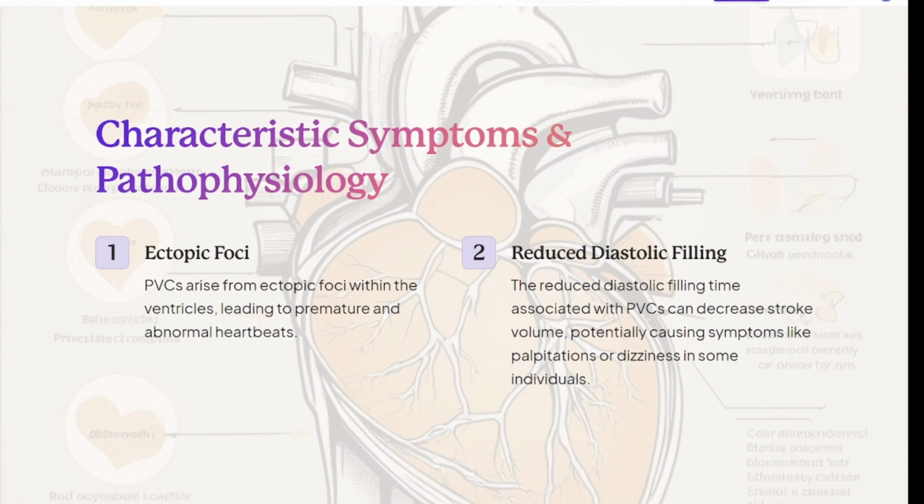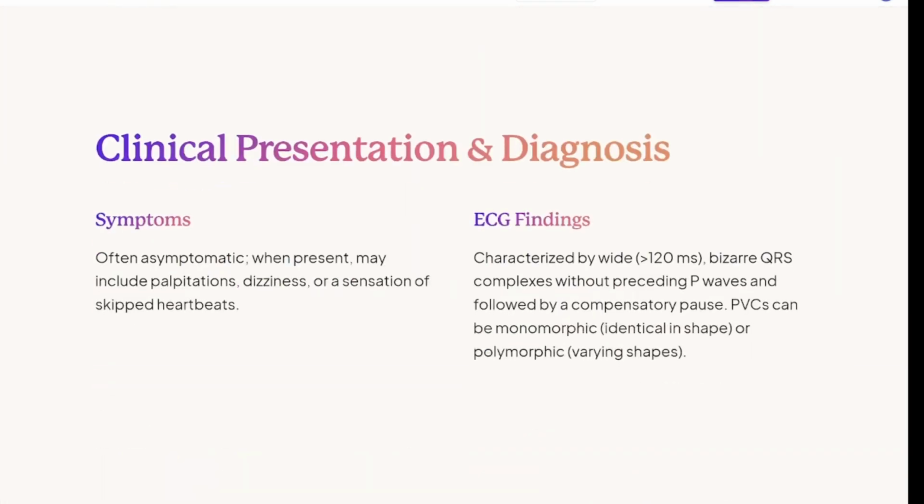B. Clinical presentation and diagnosis. Symptoms: often asymptomatic; when present, may include palpitations, dizziness, or a sensation of skipped heartbeats. ECG findings: characterized by wide (over 120 milliseconds), bizarre QRS complexes without preceding P waves and followed by a compensatory pause. PVCs can be monomorphic, identical in shape, or polymorphic, varying in shape.